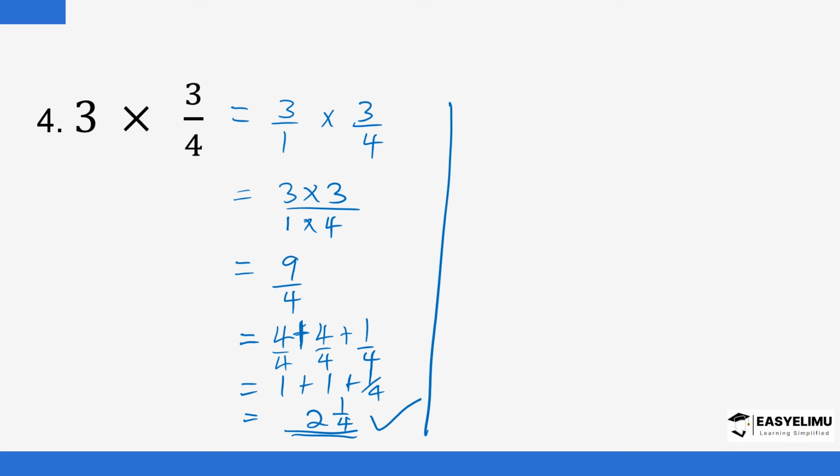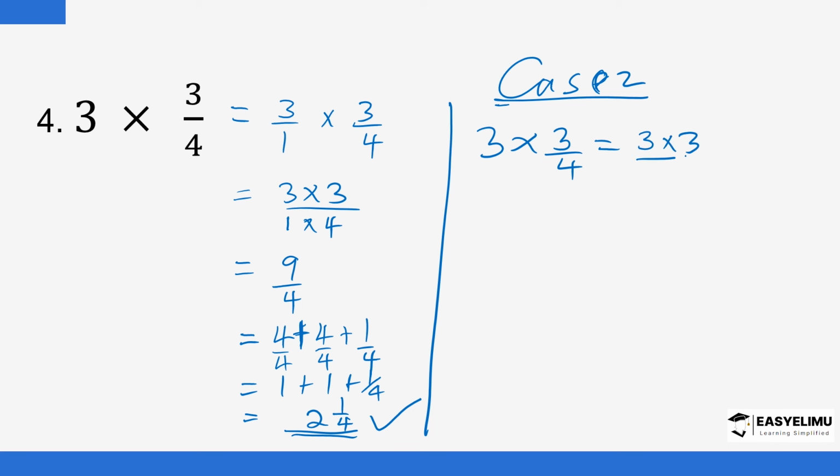So we have case 2 where you multiply the whole number part by the numerator part only. So we have 3 multiplied by 3 over 4. So 3 multiplies 3 there, so 3 by 3 over 4, which is 9 over 4, and that is going to be 2 and 1 over 4, as we have seen in the previous case.